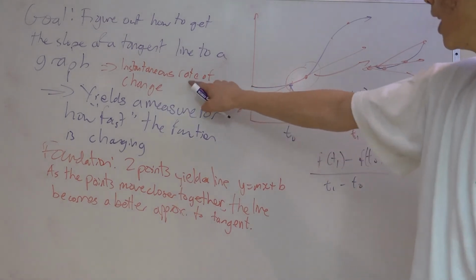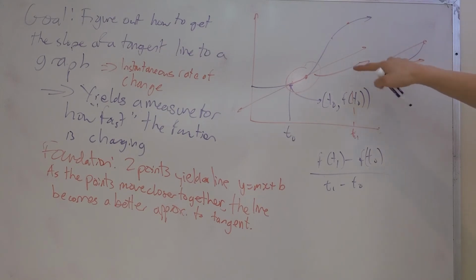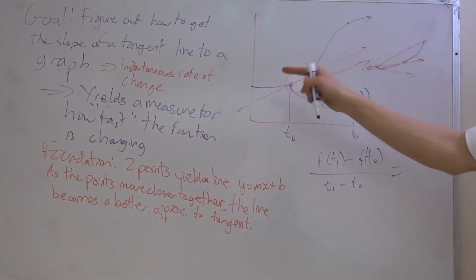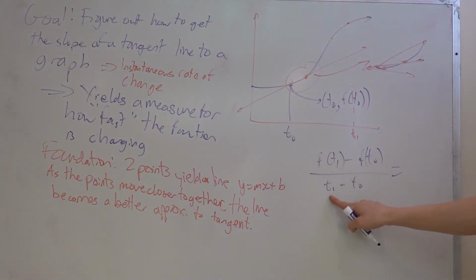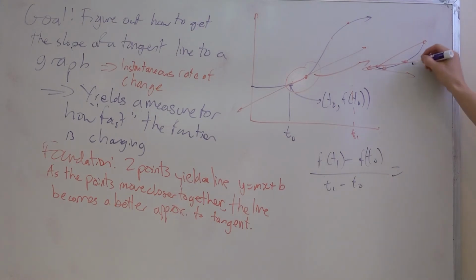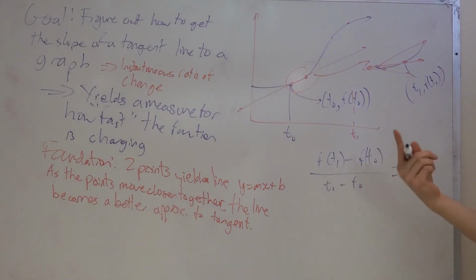But remember, what we're looking for is the slope. And if our line is going to get closer and closer to a tangent line, maybe this value is going to get closer and closer to the slope. The slope is what we wanted. So this is really what we need to be looking at, right? What we need to do is pick points t1 and f of t1 that are really close to t0, and those are going to give us good approximations to the tangent line. All right, so that's reassuring.